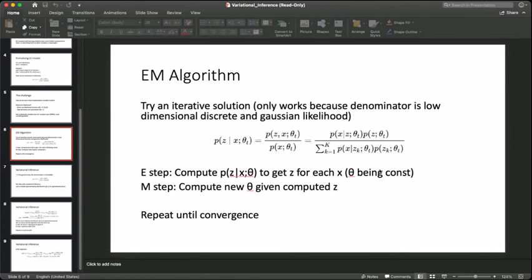So you say here that an iterative solution only works because the denominator is low-dimensional discrete. So if you increase the number of categories, or bins, in your categorical random variable, what effect does that have? What's the negative effect? Tractability is relative. You can imagine if I increase K to 100,000, that becomes more and more unreasonable, because then every iteration I need to sum 100,000 terms.